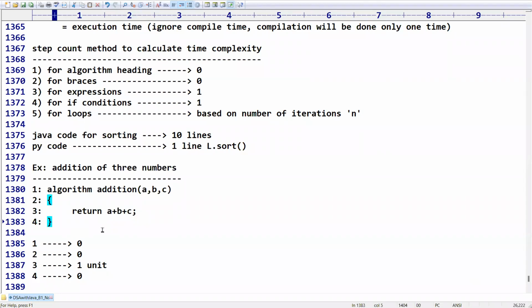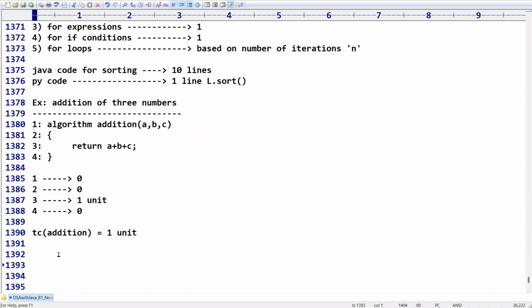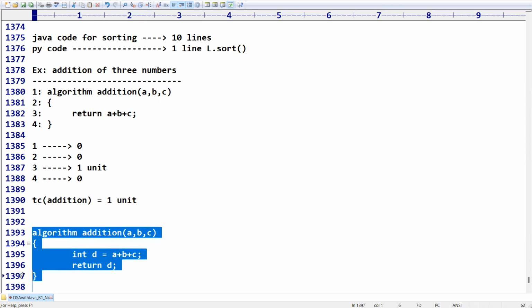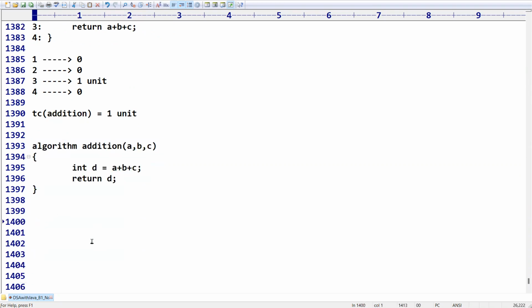And some people may have a doubt. Heading means method name. Yes, Srinivas, correct. Some people may have a doubt: Sir, algorithm addition of A, B, C. I think you will get some clarity here. D is equal to A plus B plus C, so return D. Sir, the same algorithm we can take like this also: return A plus B plus C.